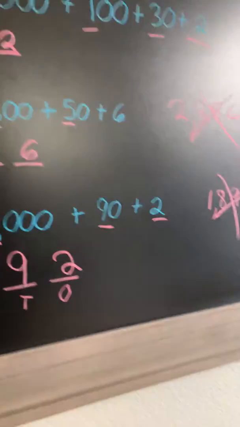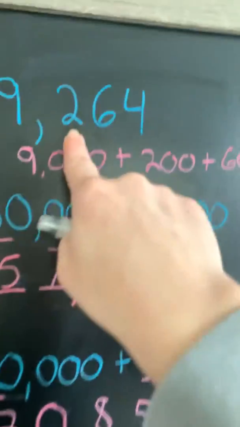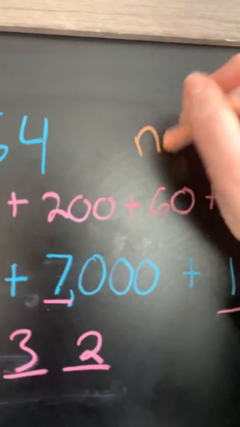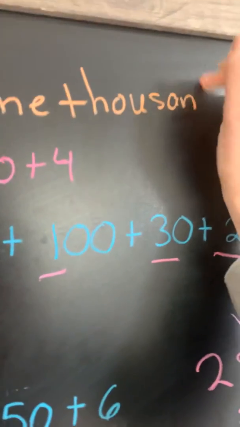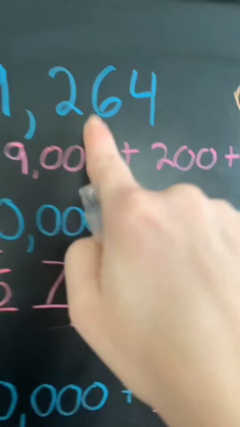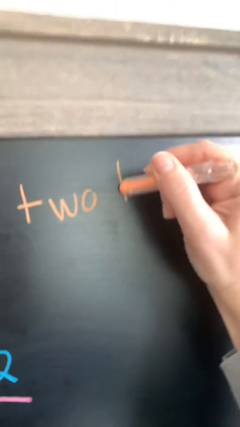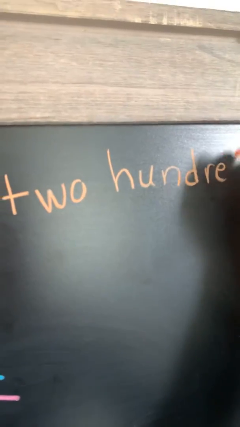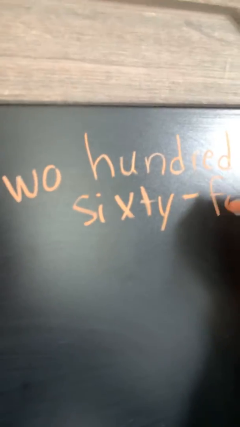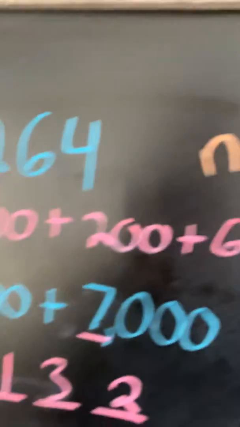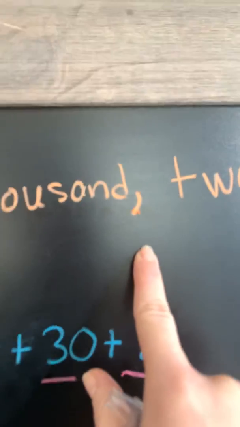And then we're going to review the word form. I'm going back at the top, 9,264. 9,000, comma, 264. 160, put your dash, 4. Remember, when you see that comma, you got to write the word thousand and then put your comma, okay?